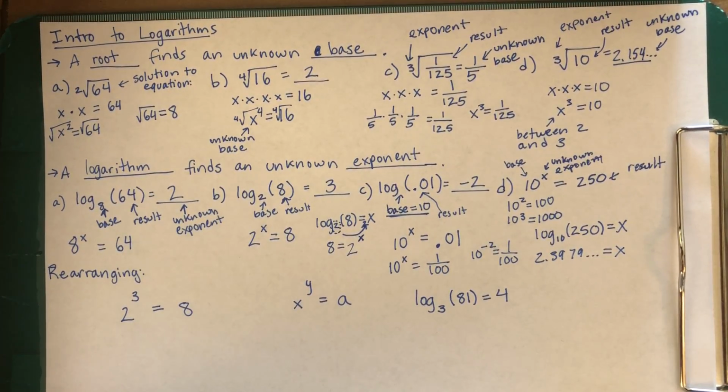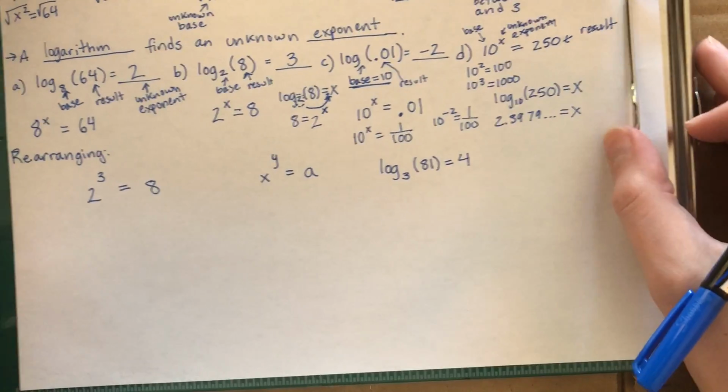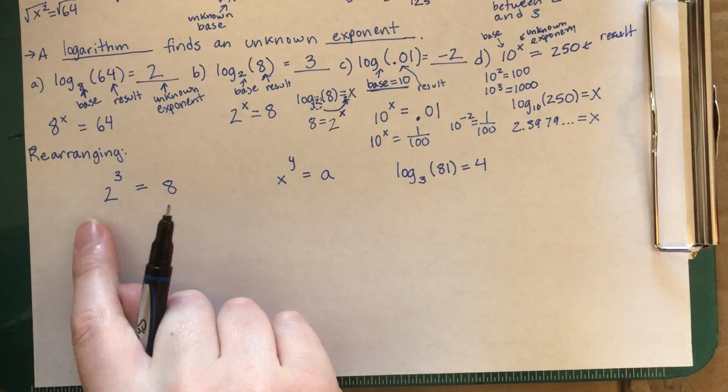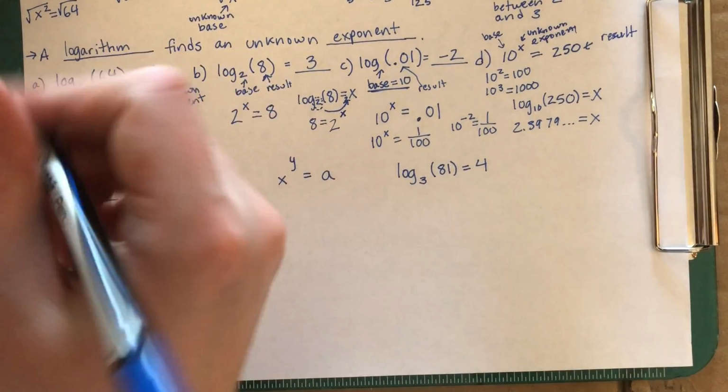So this is really what logs are used for, is solving equations that have a variable in the exponent when the numbers don't come out nice and even like they do for method of common bases problems. Let's see a little bit more about how to rearrange things into different formats. So kind of the easiest one to understand is probably this format where we have a base, an exponent, and we'll call this number the result.